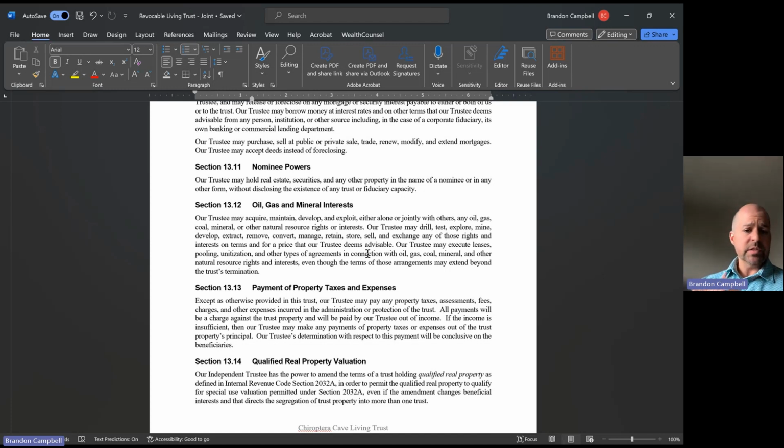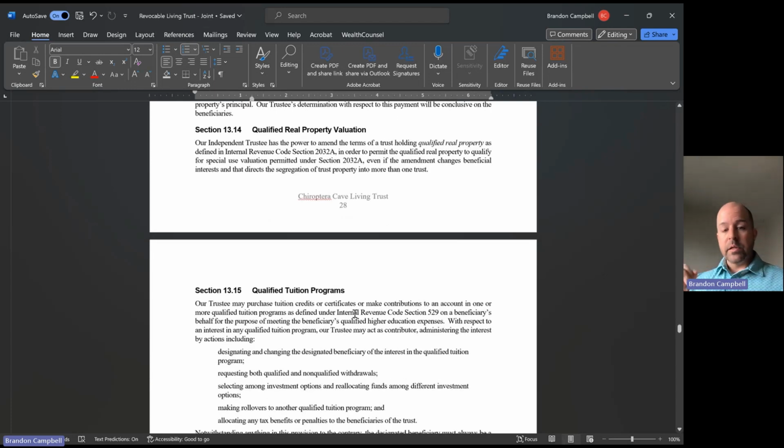Oil, gas, and mineral interests. It's pretty rare that we see these, but if you happen to have any mineral interests, we need to make sure that our trustee can manage them. And we want to leave this language even if you don't have these interests, because it's technically possible you could acquire them in the future. Payment of property taxes and expenses, fairly straightforward, but obviously your trustee can pay your property taxes. Qualified property valuation. This is just providing basically if we have to go through a process of valuing real estate, what we call real property, trustee, you have the power to do that, including under a specific section of the IRS code.